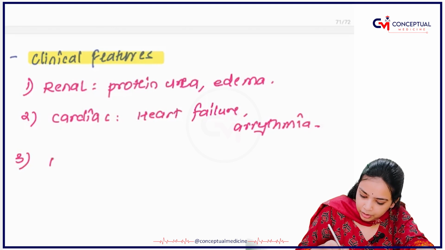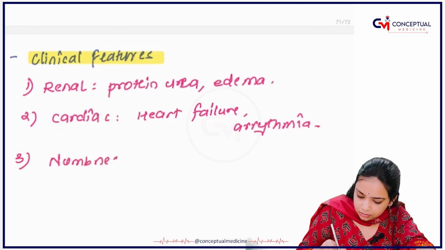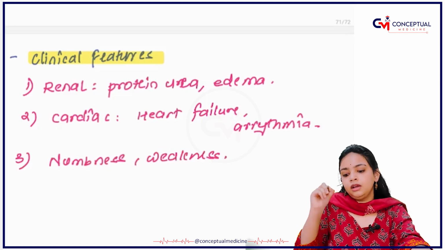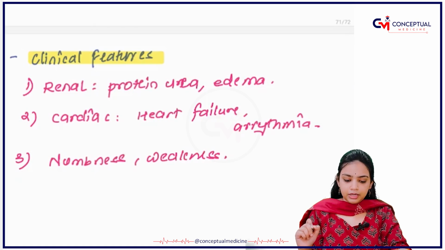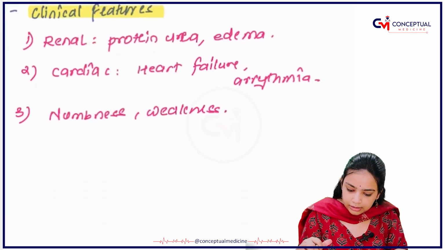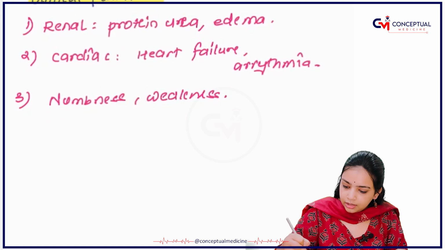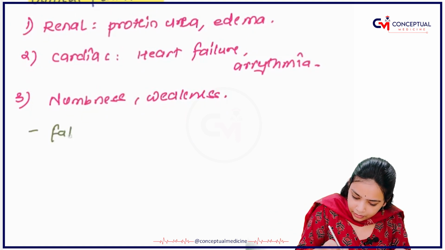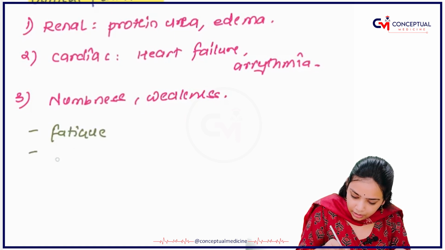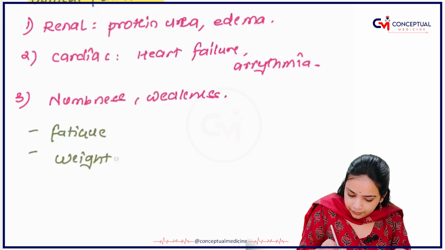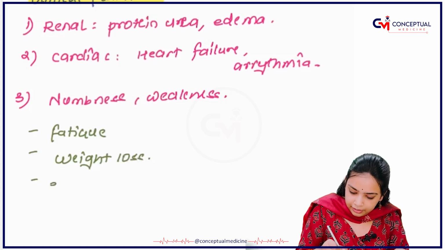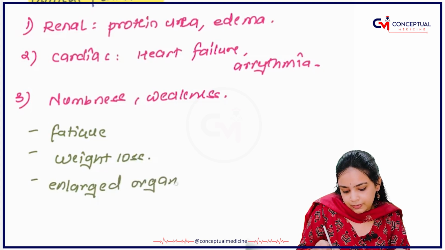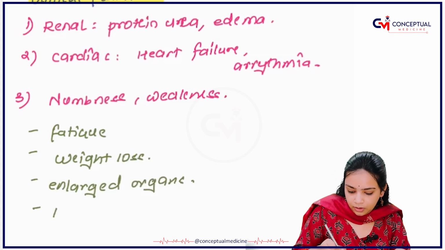Third one, in the neuropathy, you have the numbness and weakness that you are able to see. Now let's see some of the general clinical features that you have. In the general clinical features, the first one is fatigue. Then there will be weight loss. Then there will be enlarged organs and hypotension.